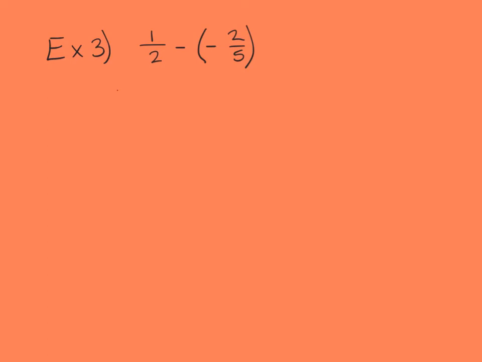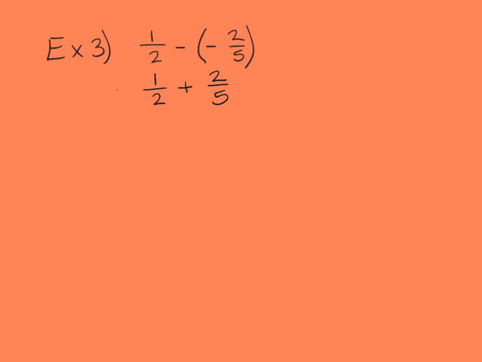Example 3, 1/2 minus negative 2/5. Well, I'm going to start with my integer rules, although these are not integers, but we're going to go back and think about subtracting integers. And it says that we're going to add the opposite. The opposite of negative 2/5 is positive 2/5. And so now we have two positive numbers that we're adding. Same signs, add and keep. So we're just going to add.